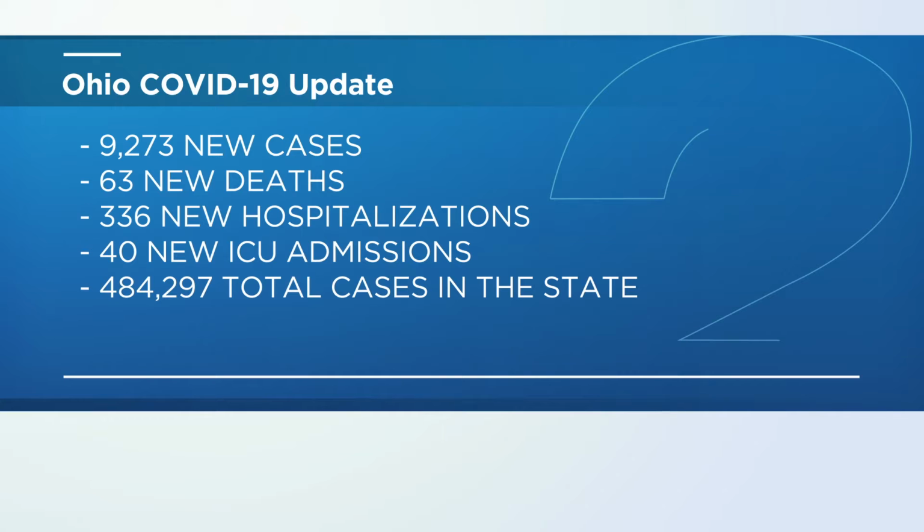The Ohio Department of Health reported 9,273 new COVID-19 cases today, with 63 new deaths. There are now over 480,000 cases in the state, with 7,022 deaths. 336 were hospitalized over the last 24 hours, with 40 new ICU admissions.